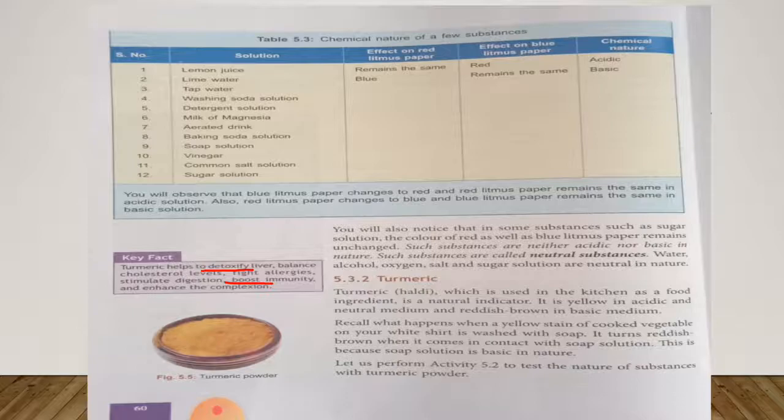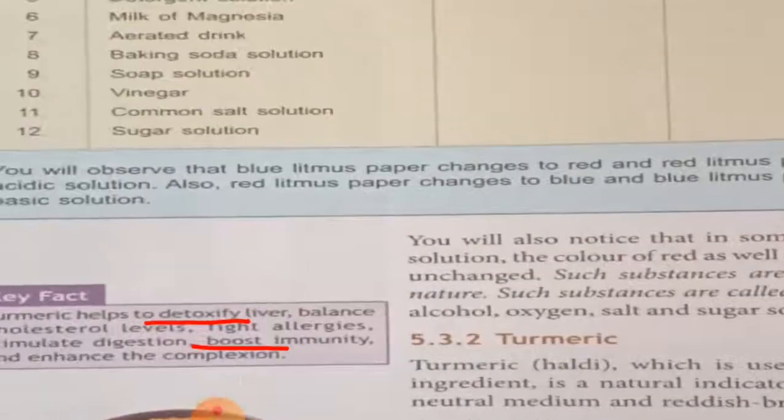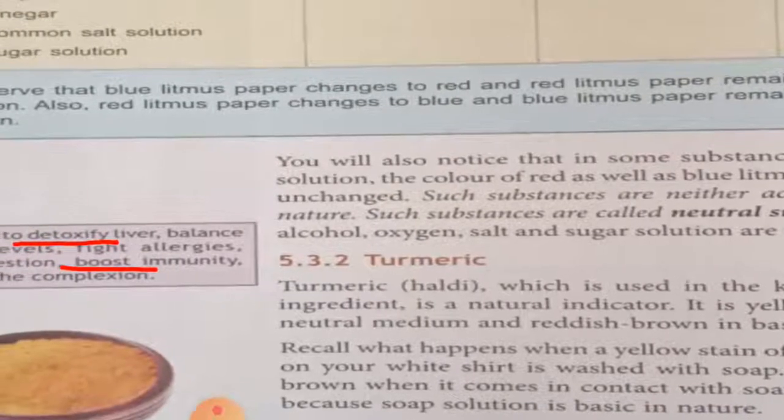So students, open page number 60 in your science book and keep a pencil with you to underline hard words. Now I am going to read: turmeric, which is commonly called haldi, which is used in the kitchen as a food ingredient. Underline this word. Ingredient means element or component.